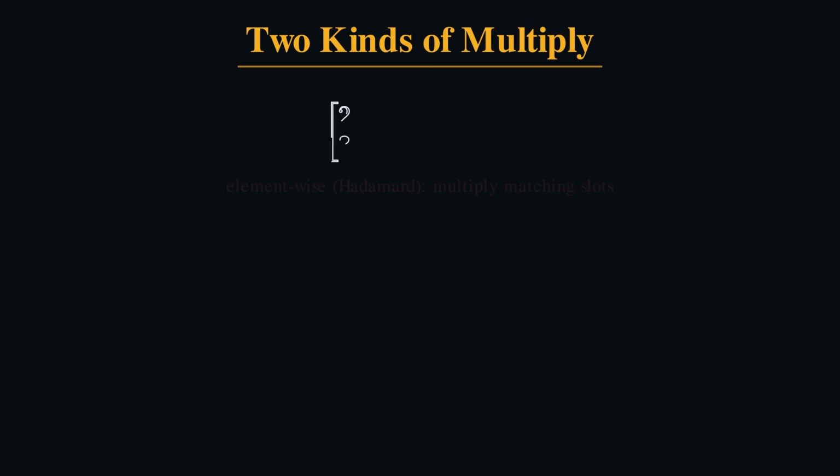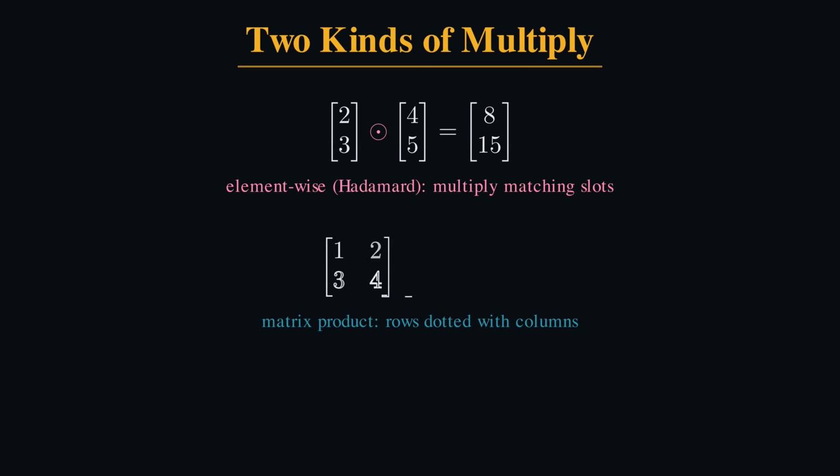2 very different multiplications hide behind similar-looking symbols. The circle with a dot, called Hadamard or element-wise, just multiplies matching positions. 2 times 4 is 8, 3 times 5 is 15. The shape stays the same. But plain matrix multiplication is the row dotted with column rule, and it mixes everything together. 1 times 5 plus 2 times 6 is 17. Mixing these two up is one of the most common bugs in all of deep learning. The little circle is your warning sign.